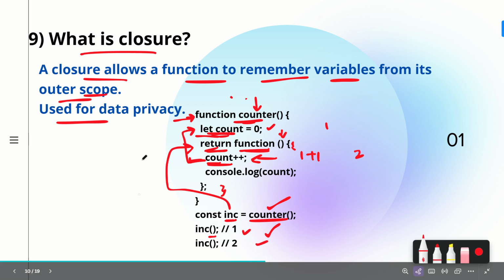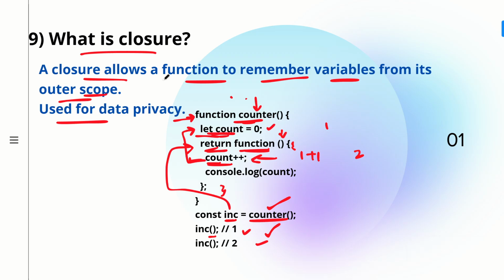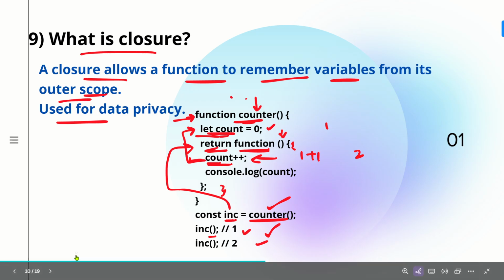So you can say closure allows the function to remember the variable from its outer scope even when your outer function has returned. That is closure.